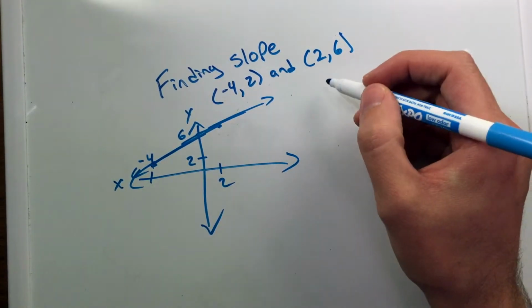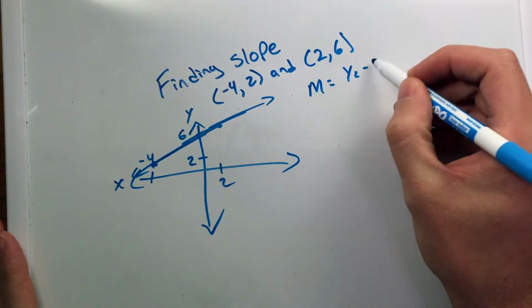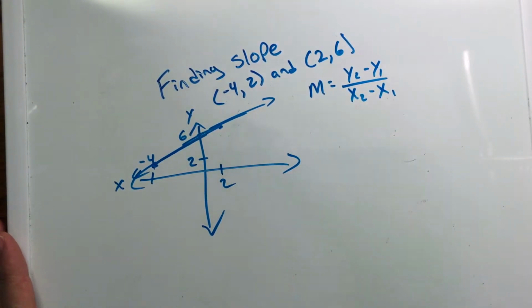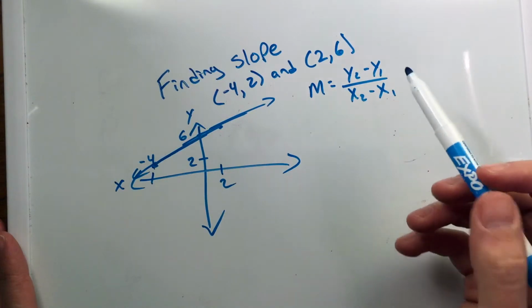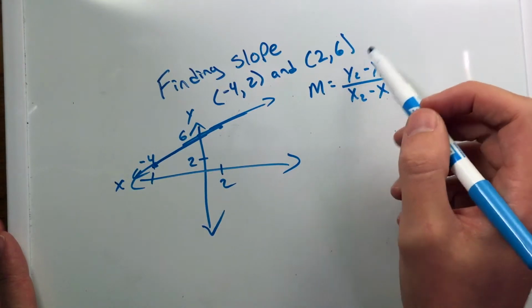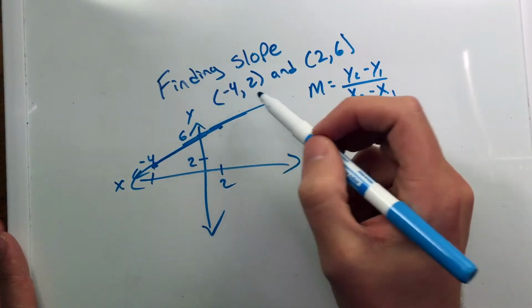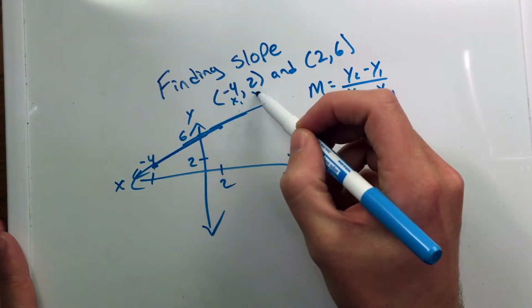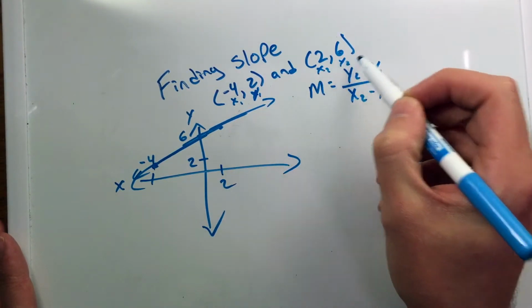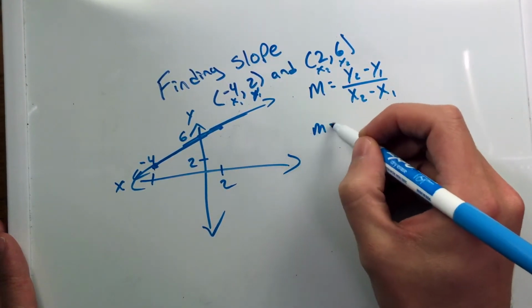If I want to find the slope, I use the formula for the slope. We write it as m equals y2 minus y1 over x2 minus x1. Then I plug in our coordinate points. I'm going to pick (-4, 2) as my first point, and (2, 6) as my second point. When I'm teaching people to do this, I like to label these as x1, y1, x2, y2, so you can easily match up your values. That's up to you, but I find it's easier so you don't get mixed up.